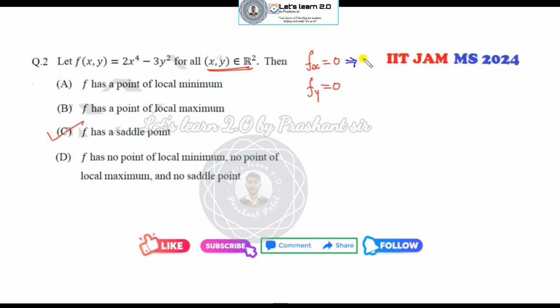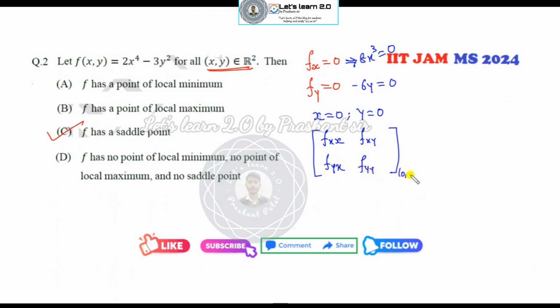If you take the first derivative as 0, it is 8x cube equals 0, and from here minus 6y equals 0. So what does it mean? x is 0, y is 0. Then you can form this matrix, fxx, fxy, fyx, fyy at the point (0, 0). What is the second derivative? First derivative is here, second derivative at the point is 0. fxy is 0. This is also 0. The second derivative of this is minus 6.